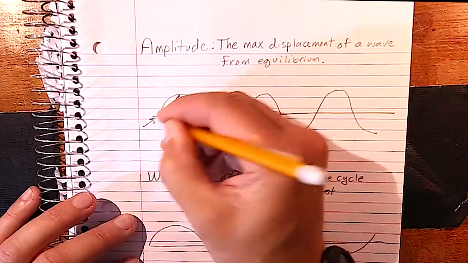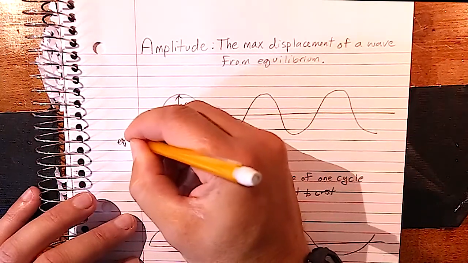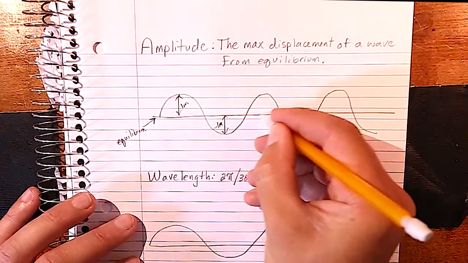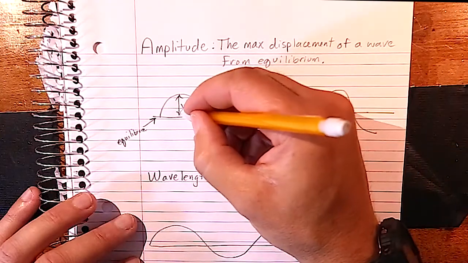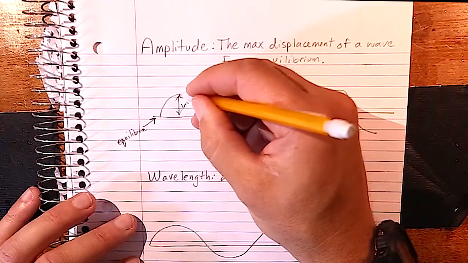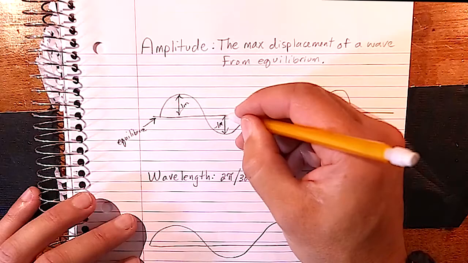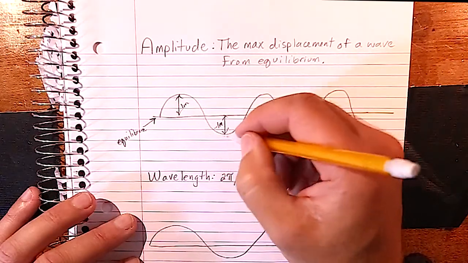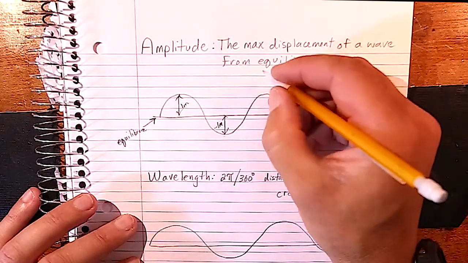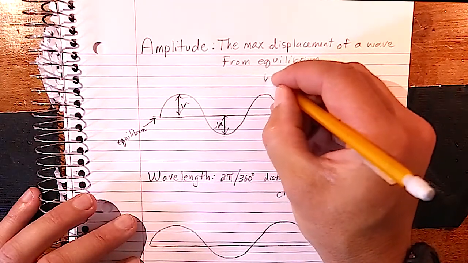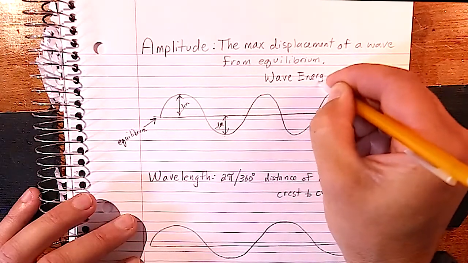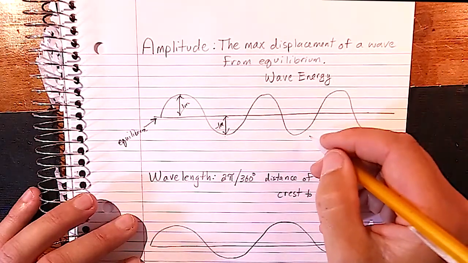This position right here is called the equilibrium position. So the equilibrium is just this line that goes through here, and the distance from equilibrium to the top of a crest, or from equilibrium down to the bottom of a trough, these distances are the amplitude. And this is what tells us the wave energy. So the larger the amplitude, the stronger the wave.